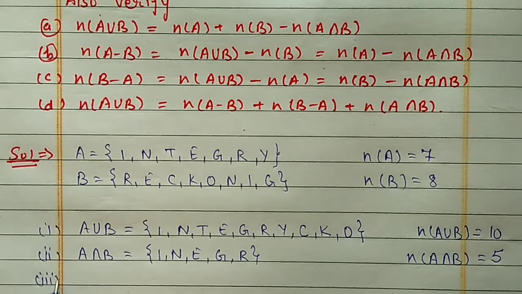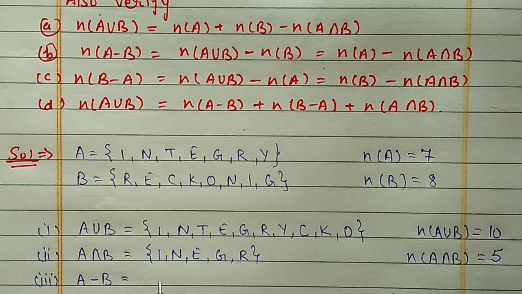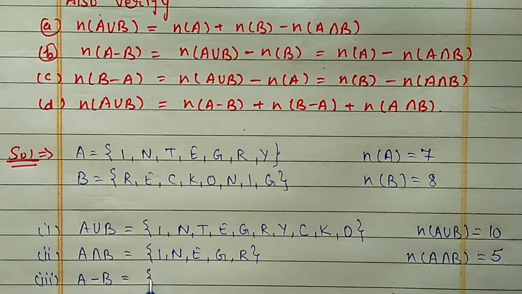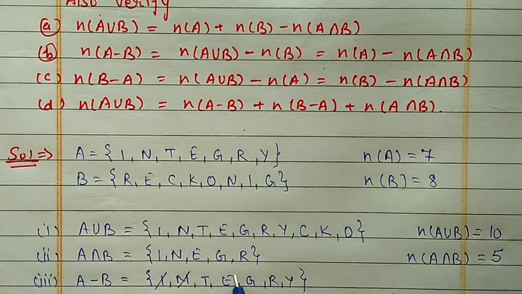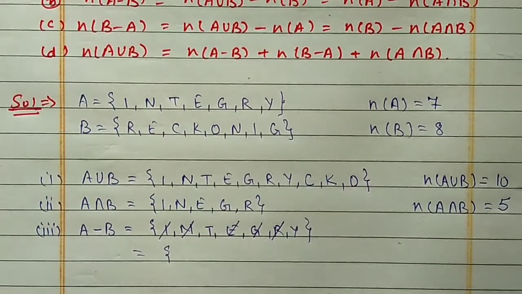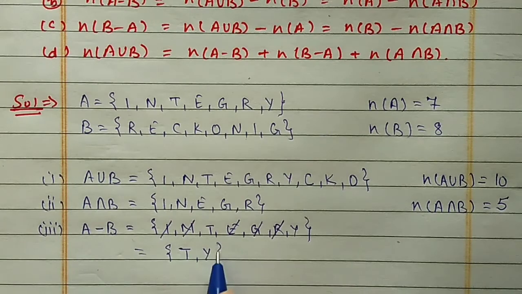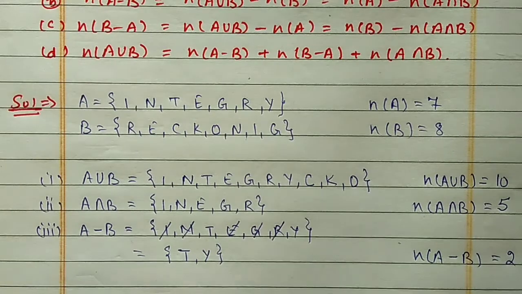Third, we have to find out A difference B. A difference B means from A we have to remove the elements of B. So first write A: 1, I, N, T, E, G, R, Y, and remove the common elements. So I is there in B, N is also there in B, E is also there, G is also there, R is also there. So only T and Y are remaining. The cardinal number of A difference B is 2.